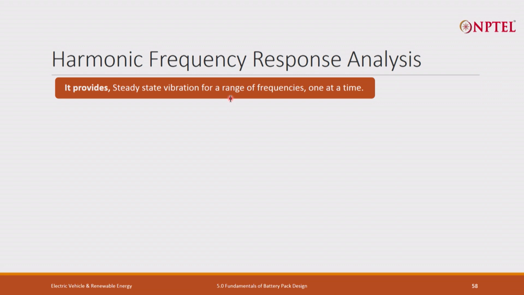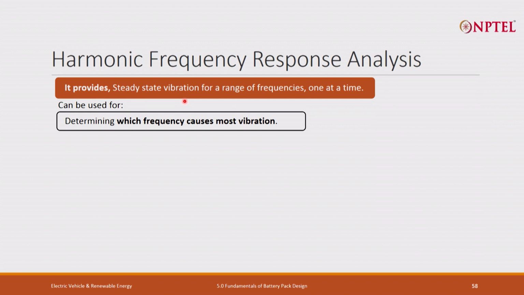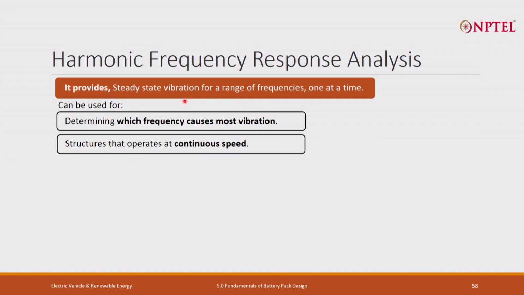The harmonic frequency response analysis that we do next gives steady state vibration for a range of frequency, one at a time. It can be used for determining which frequency causes most vibration. What we have seen in the last slide, 6 vibrations, and in that harmonic frequency response analysis, what does it do? It gives us, for each frequency, what would be the maximum deflection, or which frequency will cause most of the problem. It helps a structure that operates at continuous speed, like a fixed motor.